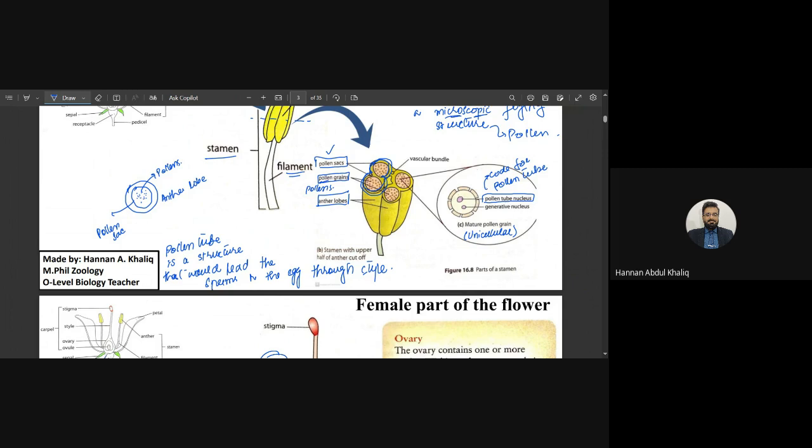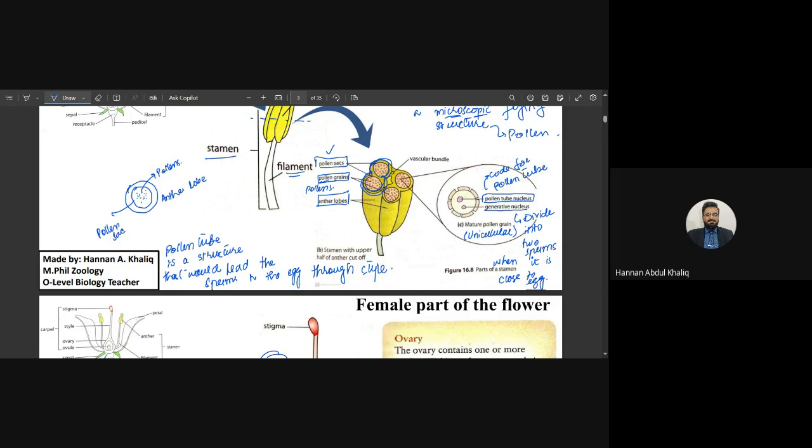So the pollen tube nucleus is going to make the pollen tube, which would be leading the sperm to the egg, and the generative nucleus is a nucleus that would divide into two sperms when it is close to the egg. So you can say that the pollen grain itself is not a sperm. It is not containing the sperm directly. It is containing the equipment to make the sperms.